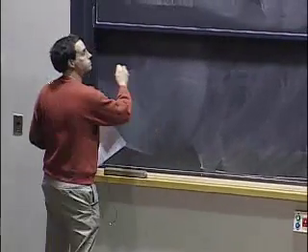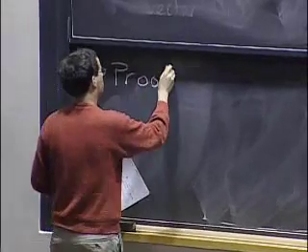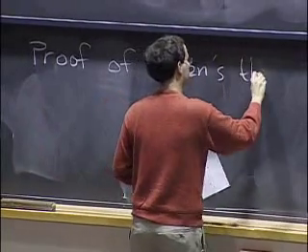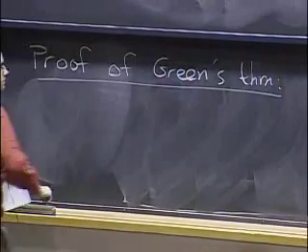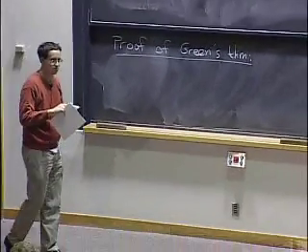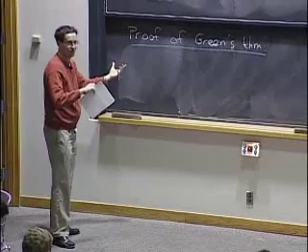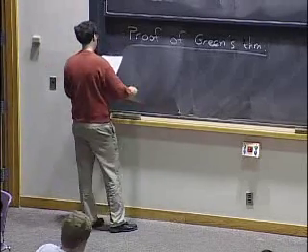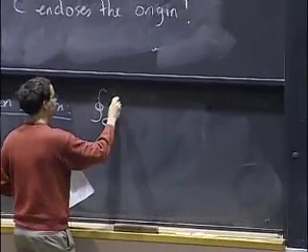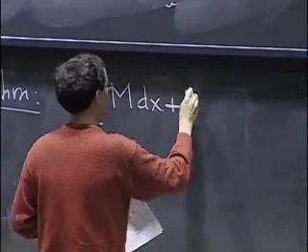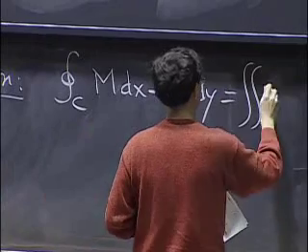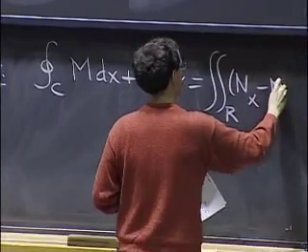Let's move on. I want to tell you how to prove Green's theorem, because it's such a strange formula that you wonder where it can possibly come from. So let me remind you, first of all, the statement we want to prove is that the line integral along a closed curve of M dx plus N dy is equal to the double integral over the region inside of N_x minus M_y dA.